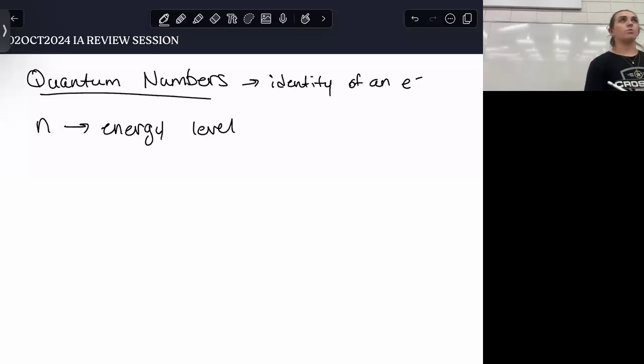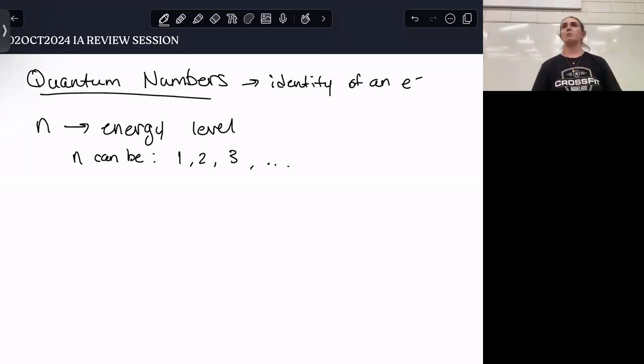What are our constraints for the numbers that n can be? It can be 1. Can it be 0? No, right? It has to be 1, 2, 3, and so on. Can it be 1.5? Nope, it has to be a whole number.